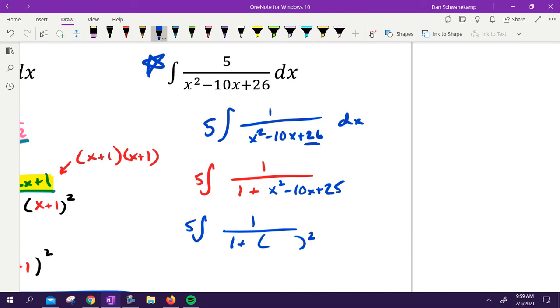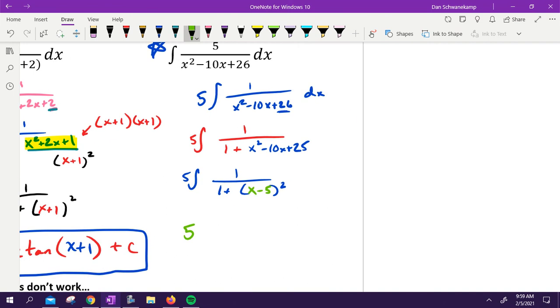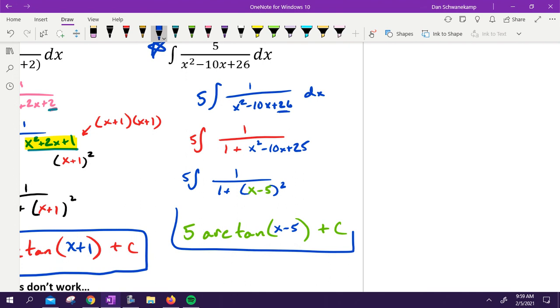Slade, what did you factor this thing into? x squared minus 10x plus 25. x minus 5. Because if I had an x minus 5 times x minus 5, it'd get me that. And so his answer is going to be 5 arctangent plus c. All he's got to do is write in what it is, x minus 5. Questions there?